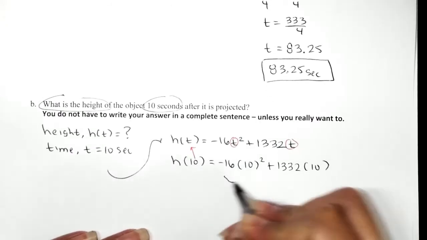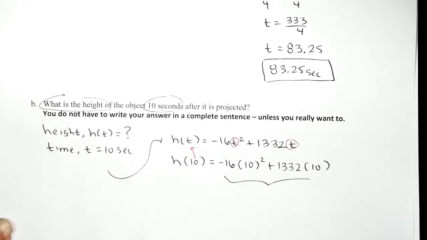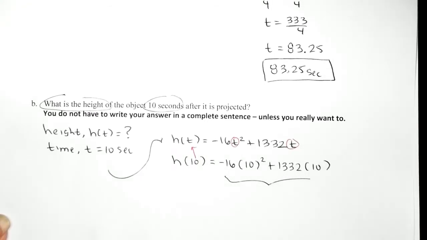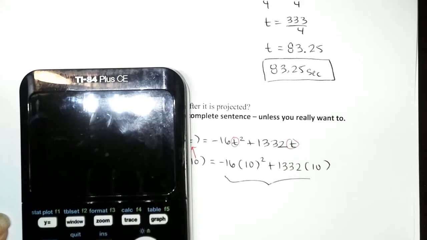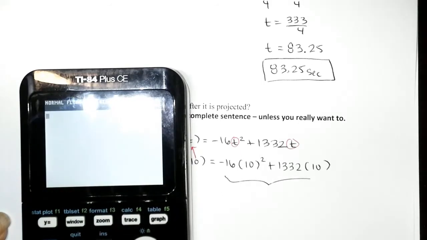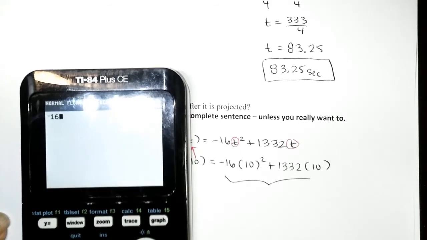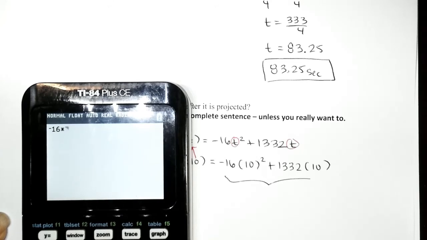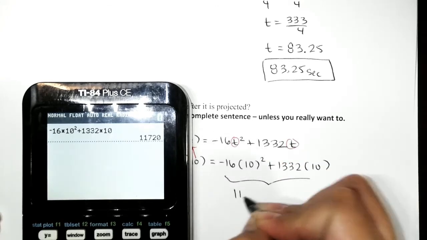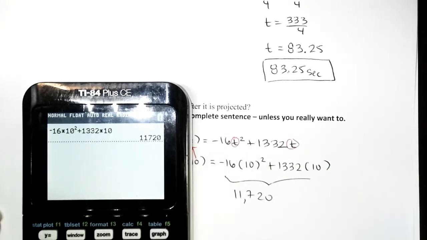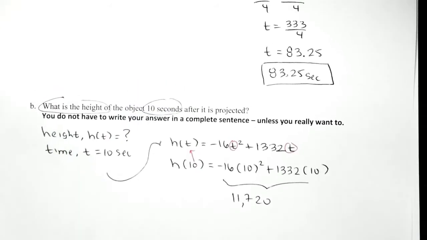So at this point we just have this expression that we're gonna go ahead and use our calculator for. We're gonna punch it in, but if you don't have access to a calculator, then you freehand it, okay? Order of operations and all that good stuff. So we have negative 16 times 10 squared, and if you can't access your exponent button, then just put 10 times 10, okay? Plus 1332 times 10, and according to the calculator that gives us 11,720. So that is the answer.